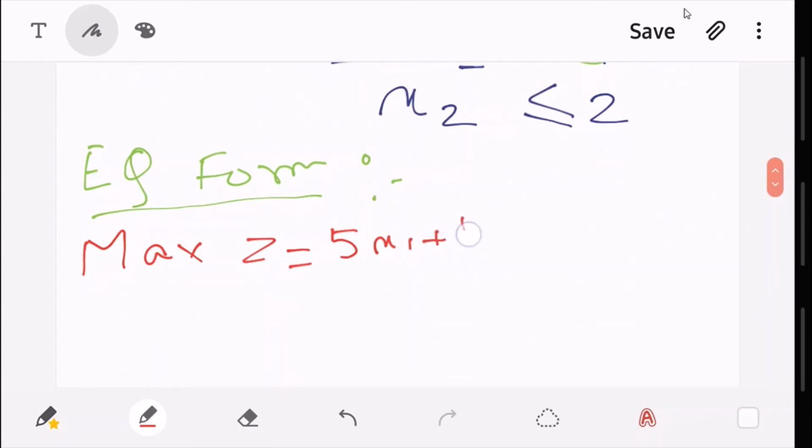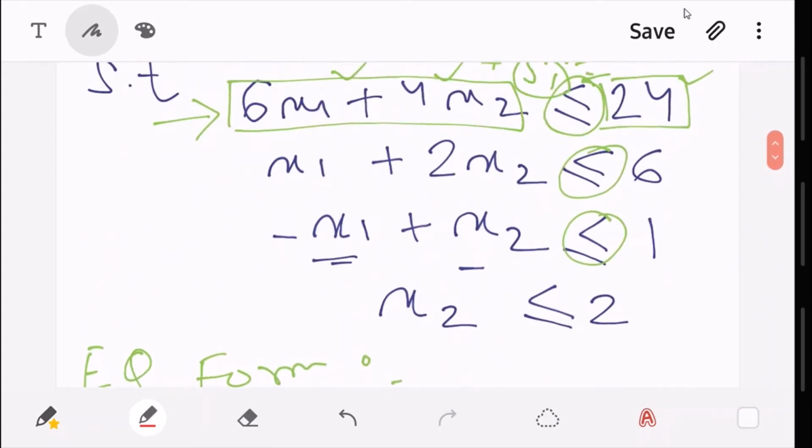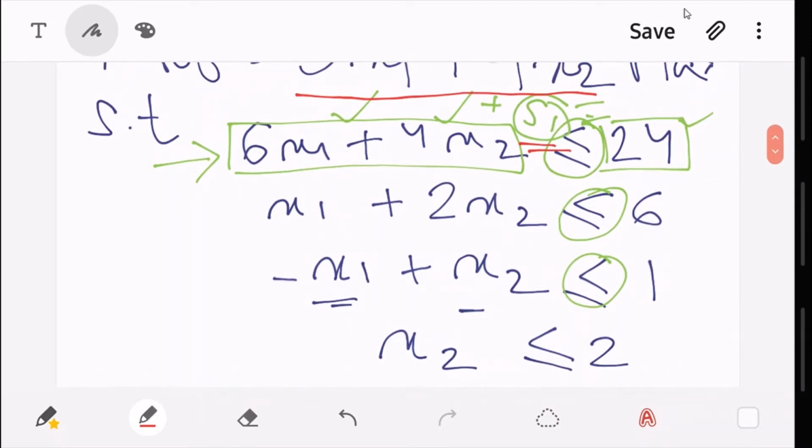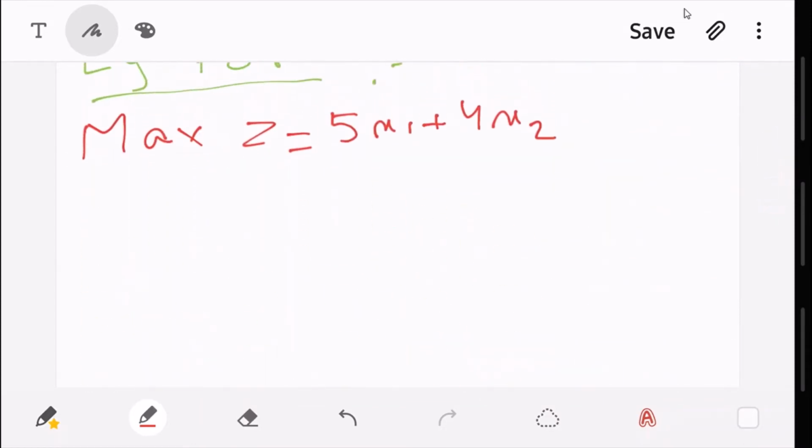5x1 plus 4x2, and my first constraint is 6x1 plus 4x2. Here I need to add one slack variable. The variables which are used for less than or equal to are known as slack variables. So 6x1 plus 4x2 plus s1 is equal to 24.